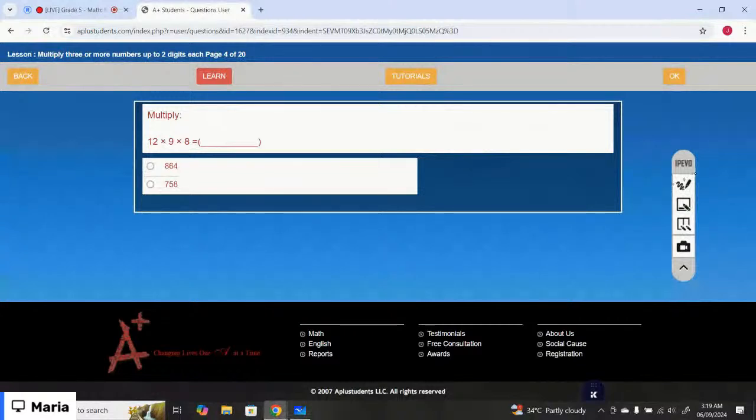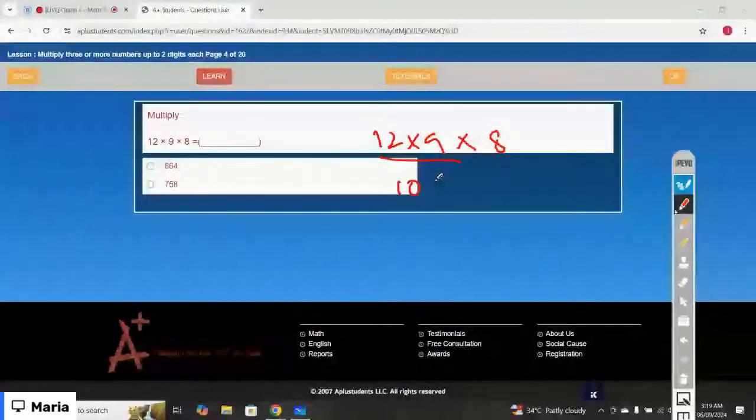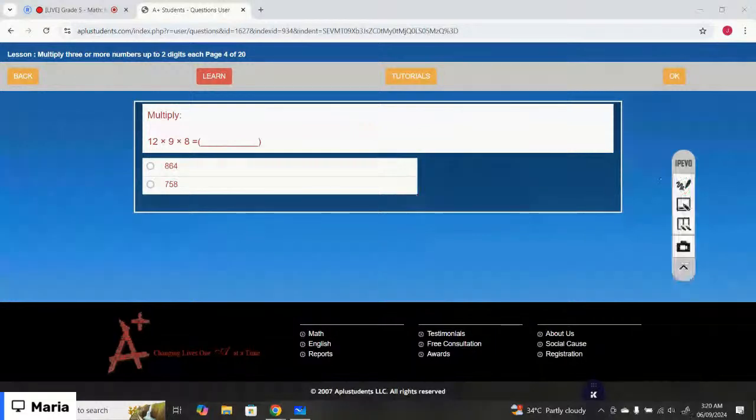Okay, the next one is 12 times 9 times 8. So just do 12 times 9, right? 12 times 9 is 108. You have to do 108 times 8, right? 12 times 9 is 108, yes, right? And 108 times 8 is 864. The correct option is 864. Option number 1 is the correct option.